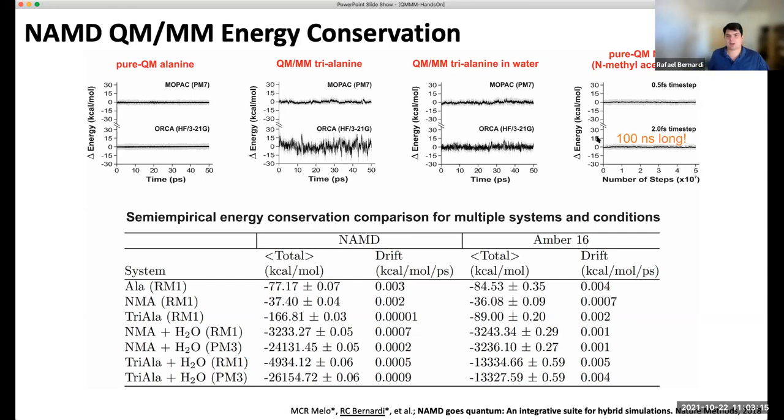And then we did a pure QM for a slightly larger molecule, NMA. We did that for both a 0.5 femtosecond time step and a 2 femtosecond time step. And we simulated that for 5 times 10 to the 7 steps, which with the 2 femtosecond time step is 100 nanoseconds of simulation, and this one is 25 nanoseconds of simulation. You can see that it's pretty stable. If we consider the energy drifts, you can see that our energy drifts are really small. If you compare that to Amber, they are in the same order of magnitude. Ours is a little bit better most of the time, but it's about the same order of magnitude. I wouldn't say that ours is actually better. It is kind of the same.